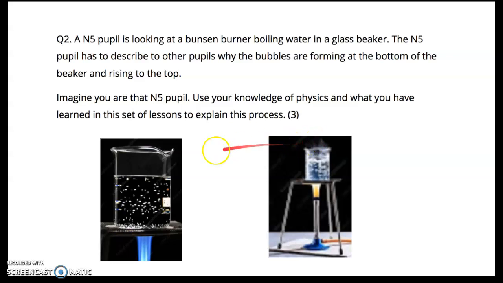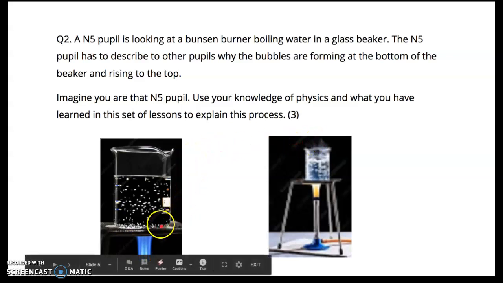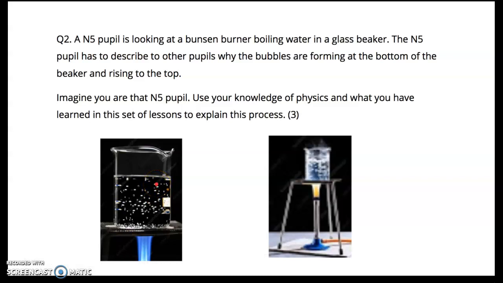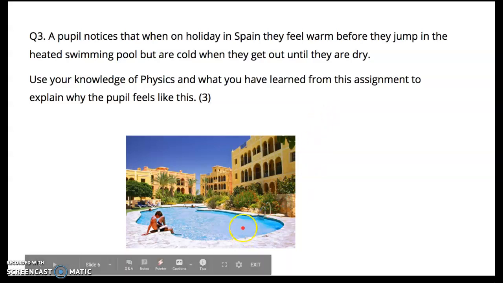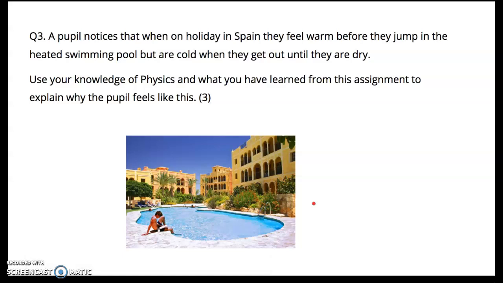Okay, some of you also had some really good points about things like the bubbles rising because they're less dense, and convection currents, which was good to see you'd remembered from last year. The last one is that somebody's feeling warm, they jump into a heated swimming pool, but they get out and they feel cold. The reason that's happening is even though the water may be warm, when you come out, because you've got liquid water on you, a bit like sweat, that will then evaporate. It takes heat energy from your body. That means that you then cool down, and therefore you get cooled by latent heat of vaporization.